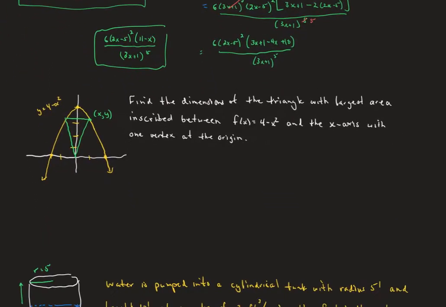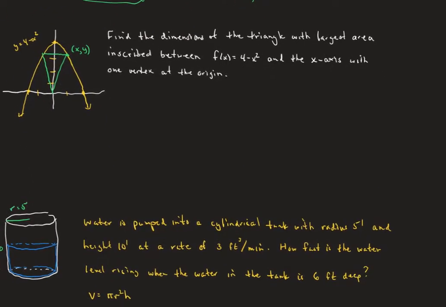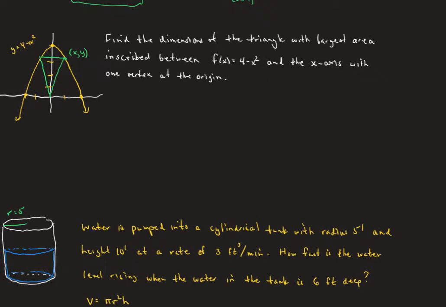Okay, here we have, I think this is going to be a little optimization problem here. So we want the dimensions of the triangle with largest area inscribed between our curve f of x equals 4x minus x squared and the x-axis with one vertex at the origin. So we're trying to maximize the area of a triangle, which we know is 1/2 base times height. Now we focus our attention on this point x, y.